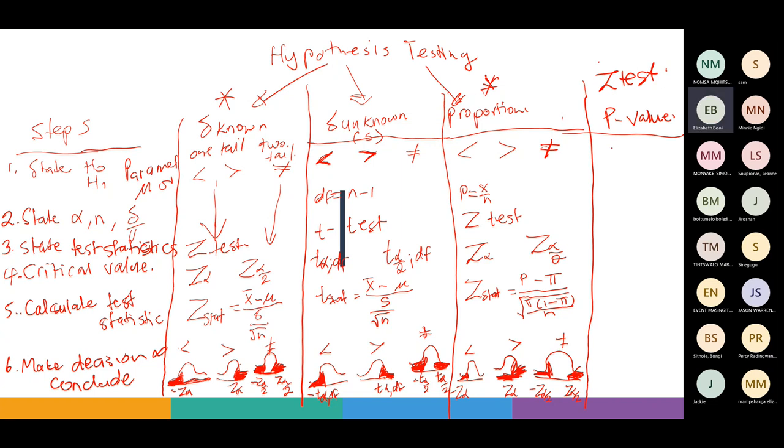Now, we will start with the one tail when it is less than. You do the first step: you state your null hypothesis and your alternative the same way as we stated. Step two, you state what you are given: alpha, your n, your standard deviation, your pi or your sample proportion, whatever you are given there. Step three, you state the test statistic. You skip the critical value because we don't use the critical value. You calculate your test statistic and find your z-stat by using the formula that we have been using.